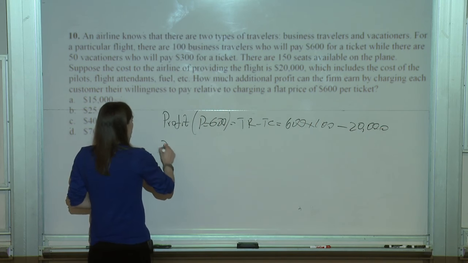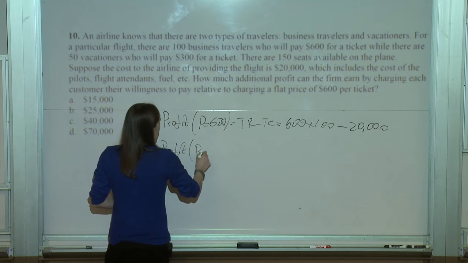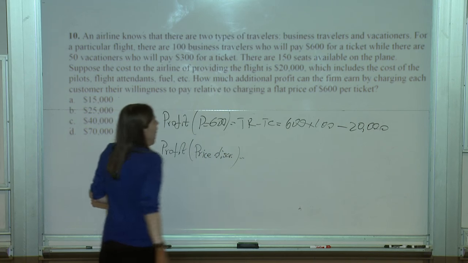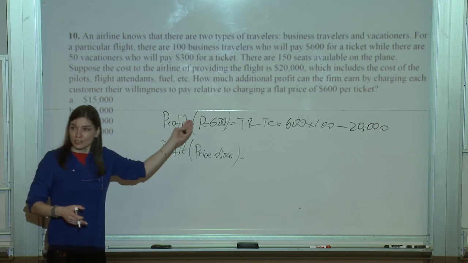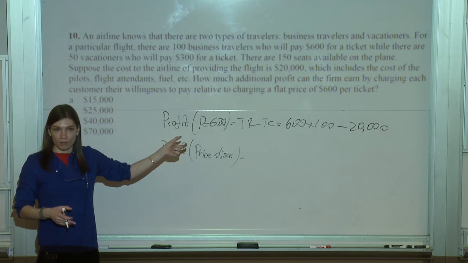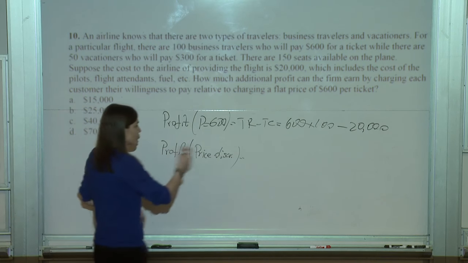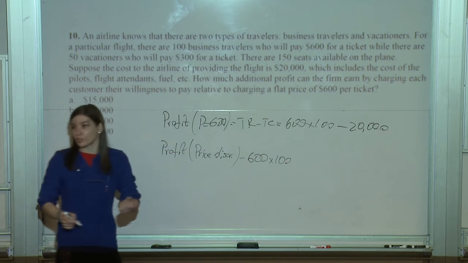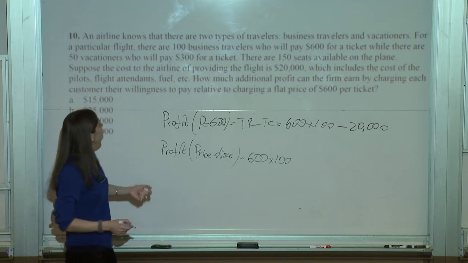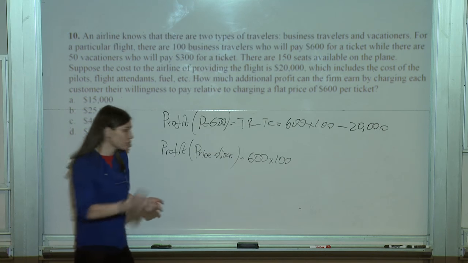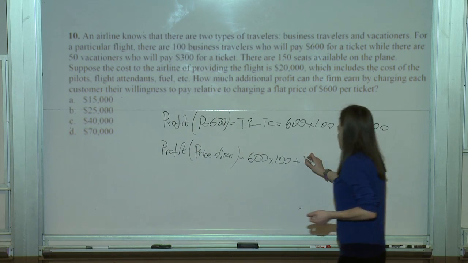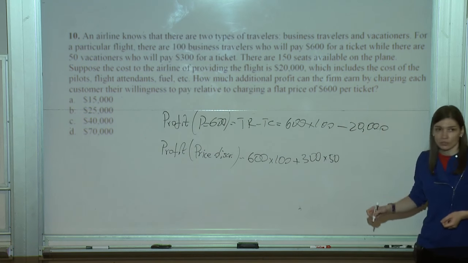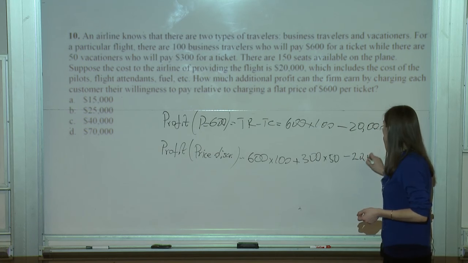All right, what is the profit if they can price discriminate now? Well, what that means is that they're going to charge 600 to the 100 business travelers. So total revenue would still be the 600 times 100. But they can also charge the 50 vacationers, what was the price? 300. So the total revenue is going to have an additional $300 times 50 people, the 50 vacationers. And then total cost would still be the 20,000.